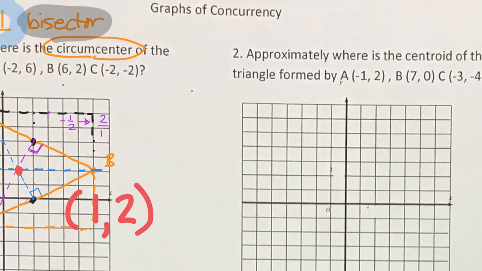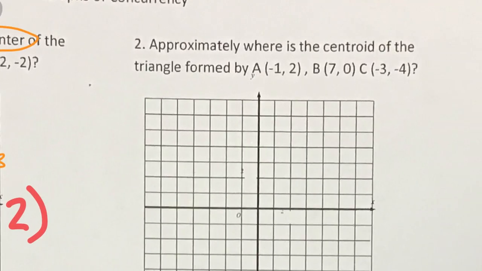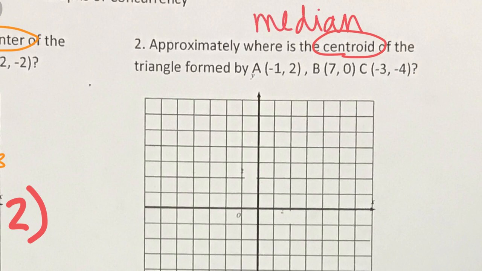Let's look at number 2. Approximately, where is the centroid? So if I want to find the centroid, what lines do I have to graph? I have to graph the medians. The centroid is the point of concurrency of the medians. The centroid is the point, the medians are the lines. Okay, so let's graph our triangle. A is (-1, 2), and B is (7, 0), and C is (-3, -4).